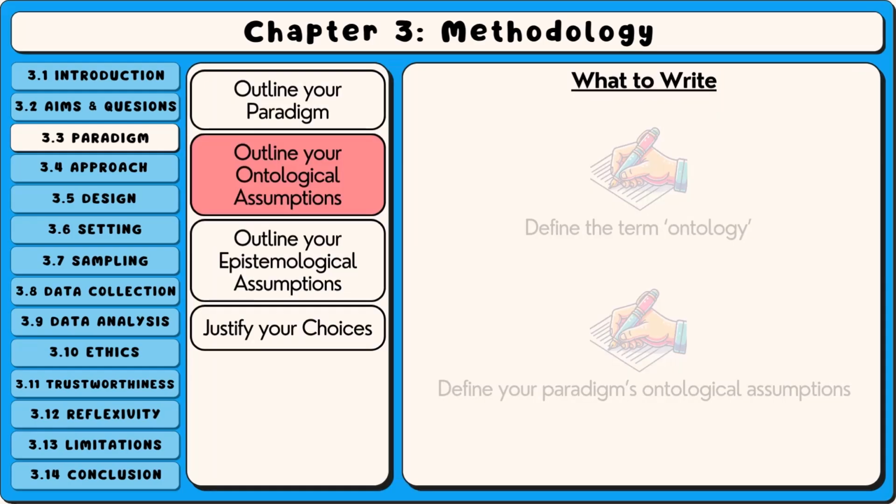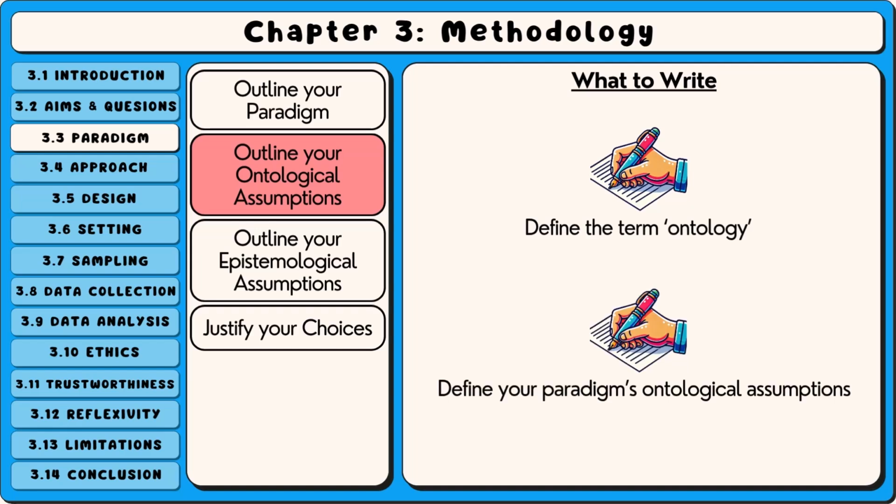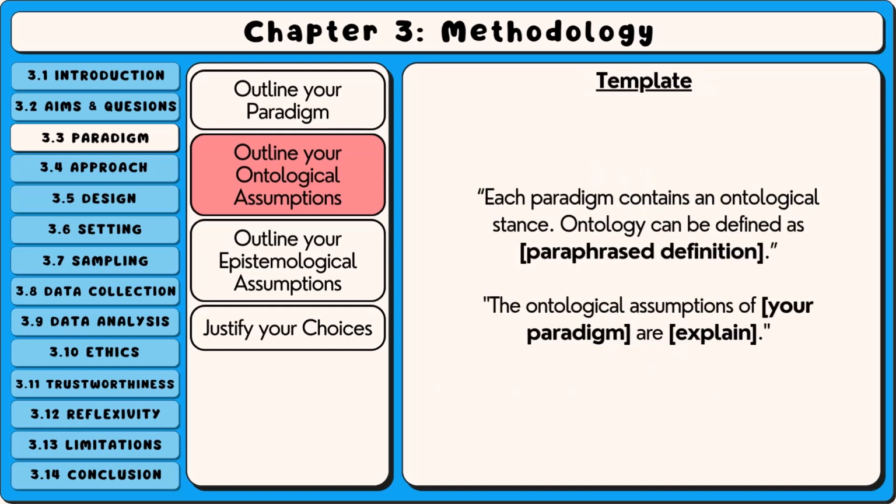The next step is to outline the ontological assumptions of your chosen paradigm. To do this, define the term ontology and then define your own paradigm's ontological assumptions. Here's a template. Each paradigm contains an ontological stance. Ontology can be defined as, and then insert a paraphrased definition of the concept of ontology.